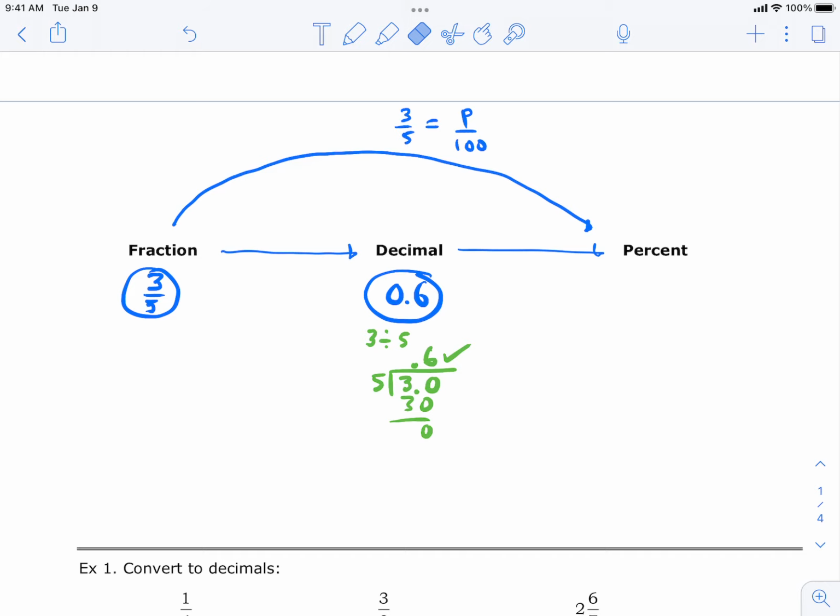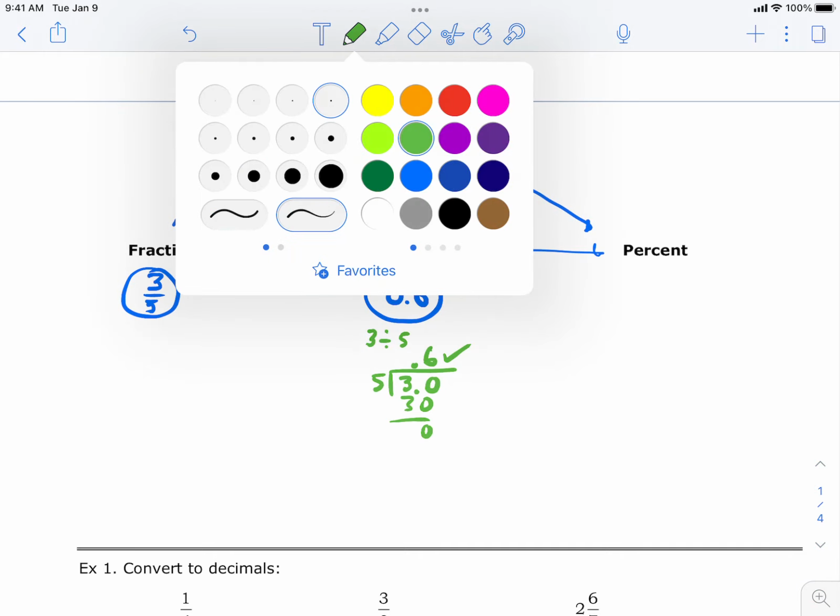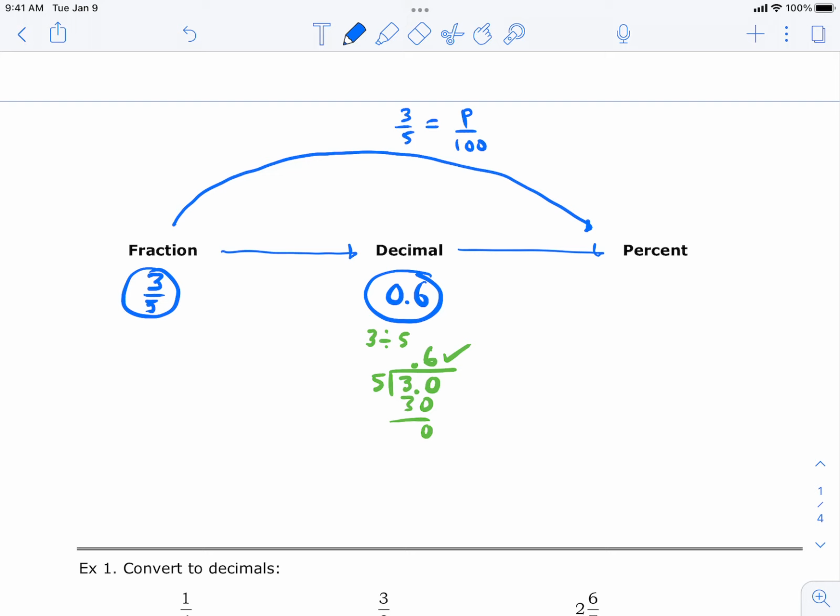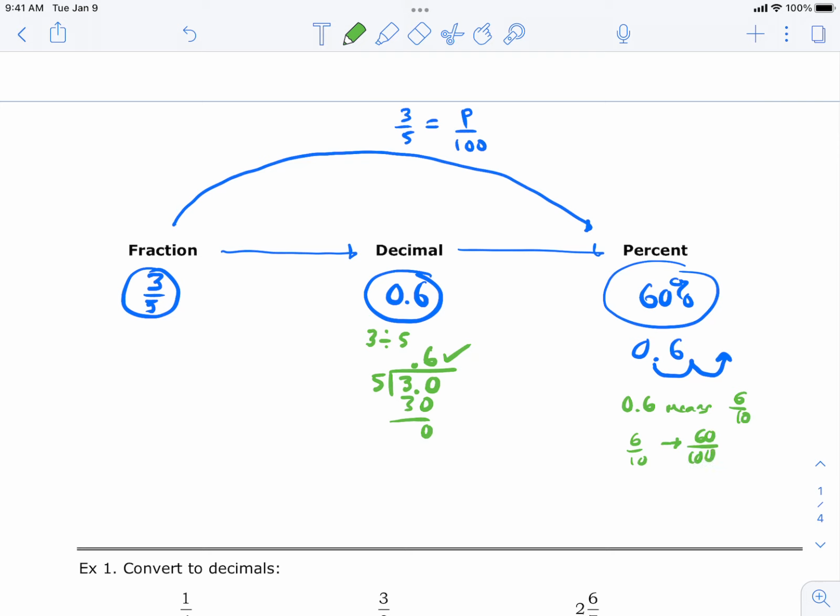Now, to make the 0.6 into a percent, first let me give you the answer. It's 60%. All you have to do is slide that decimal 2 places to the right. Why does that work? That works because 0.6 means 6/10, and 6/10 is the same as 60 over 100, right? Times 10, top and bottom. And over 100 is what the percent symbol is for. So 60 over 100 literally is 60%.